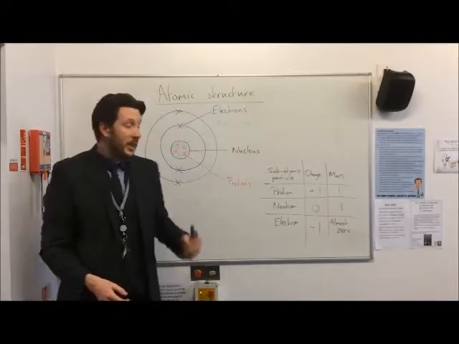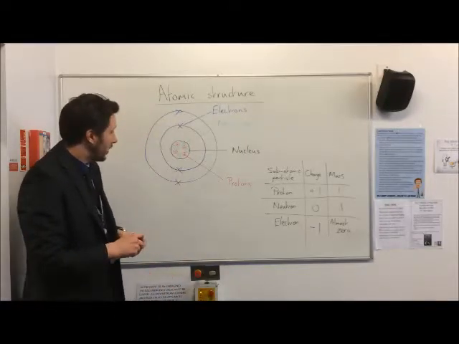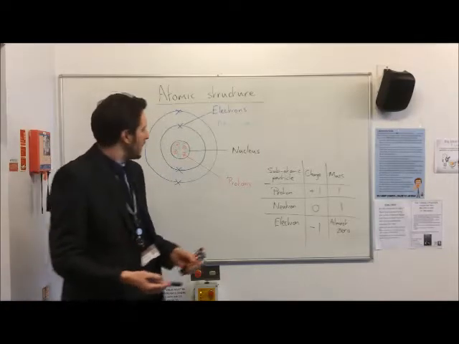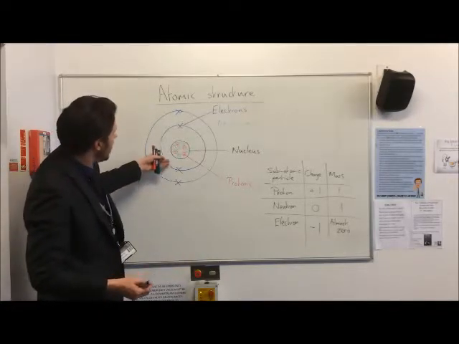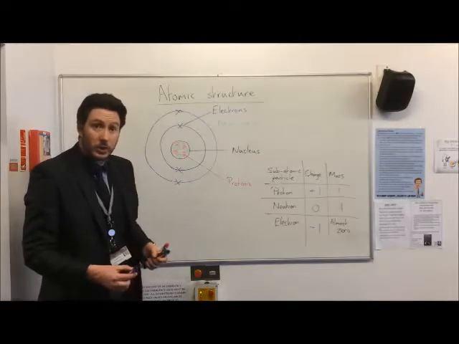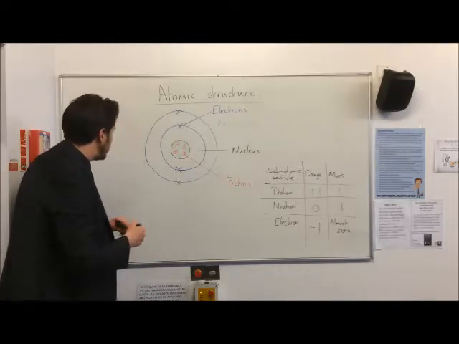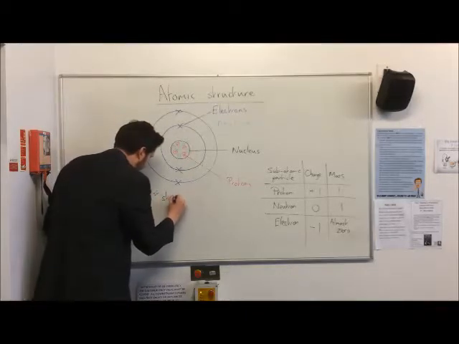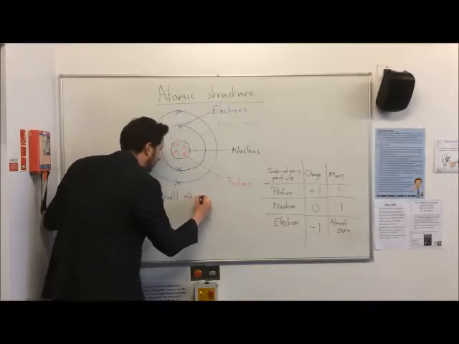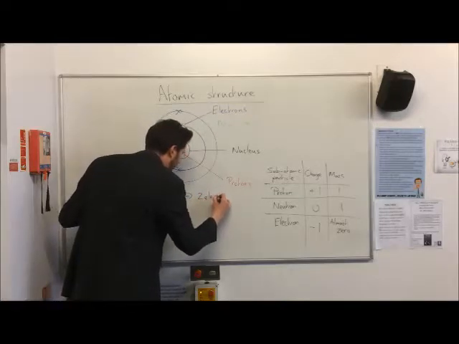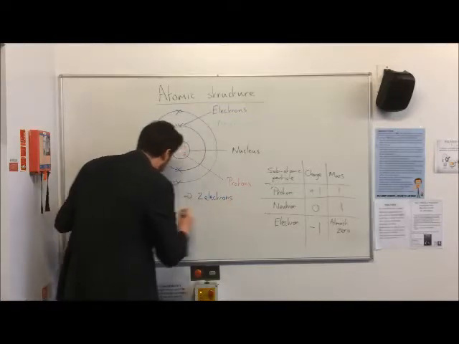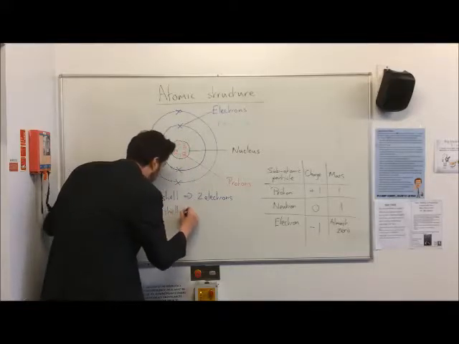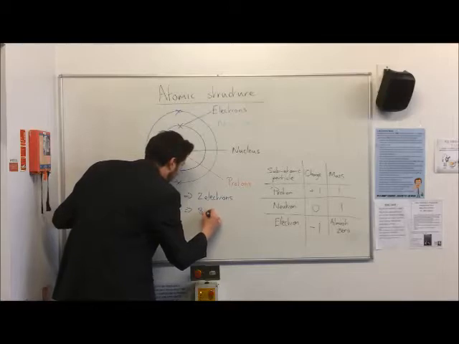Now, I said there was a reason that the electrons were arranged like this, and this is the last bit I'll cover. This is called the electronic structure. The electronic structure is arranged in energy levels, or shells, as I said, and there is a pattern to it. The first shell can hold 2 electrons. The second shell can hold up to 8 electrons.